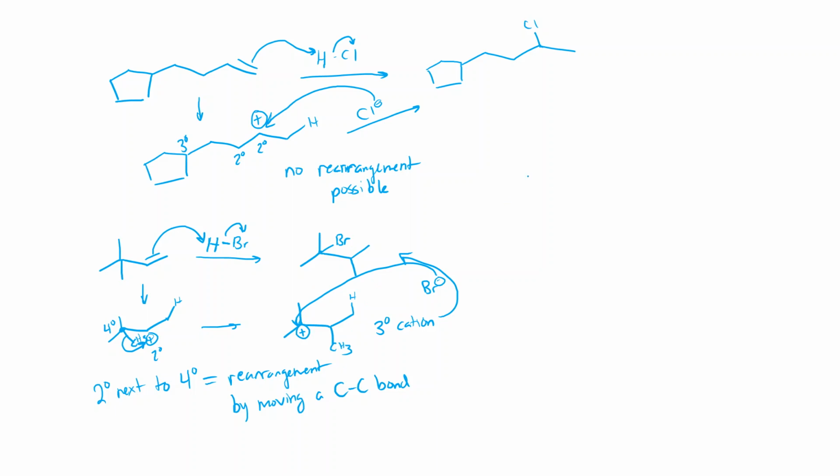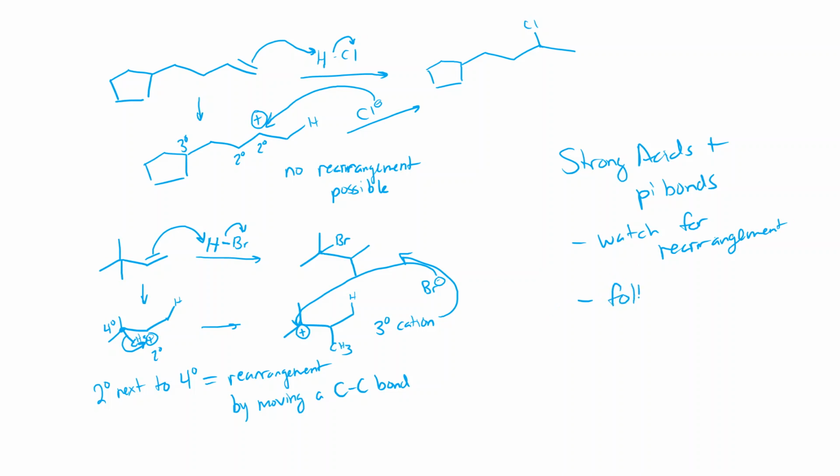All right, so a couple rules here. Under strong acids plus pi bonds, we have to watch for rearrangement. We're still following Markovnikov's rule, right? Where the carbocation goes, where the hydrogen goes. But once we generate that carbocation, we have to watch for rearrangement. So when you see strong acids, HCl, HBr, sulfuric acid, those kinds of things reacting with pi bonds, always keep in mind that rearrangement is a possibility.